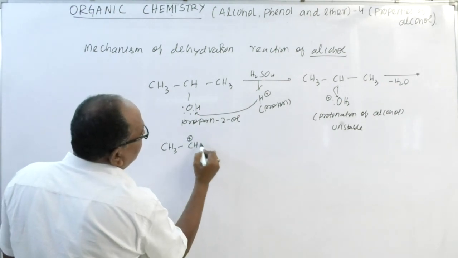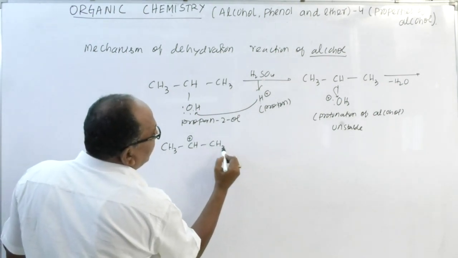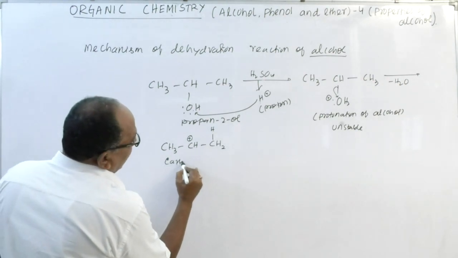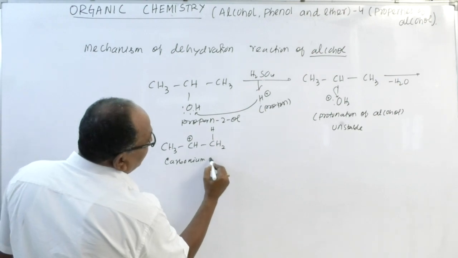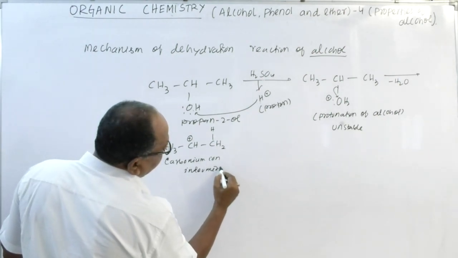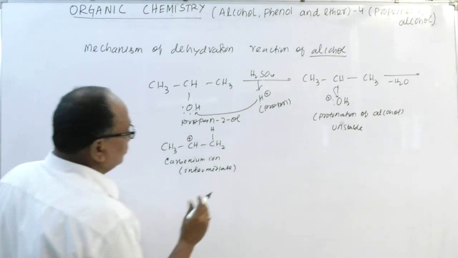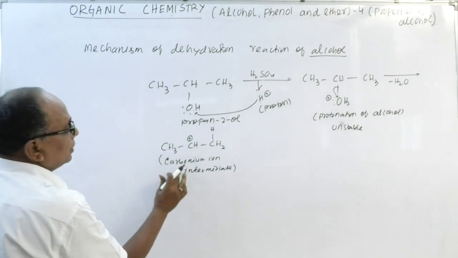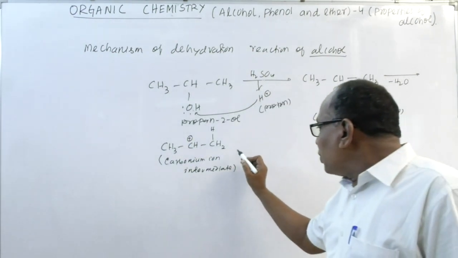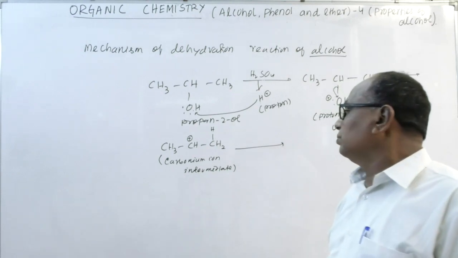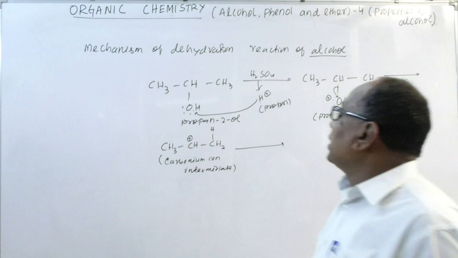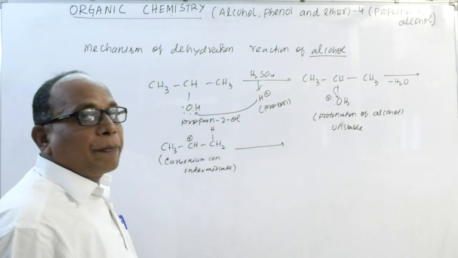That is, carbonium ion means the carbon atom carrying what charge? Positive charge. This is your carbonium ion intermediate. Carbonium ion, what? Intermediate. What will happen? This carbonium ion now rearranges. That means it loses a proton.